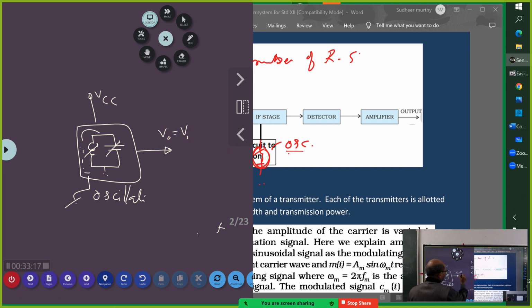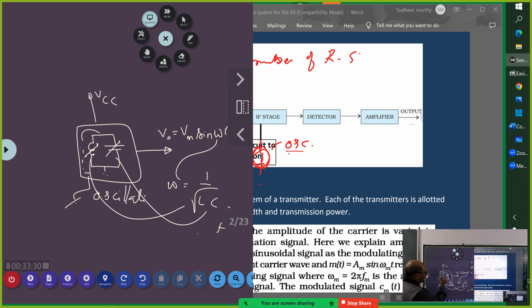So Vo is equal to Vm sine of omega t. This omega, what is this omega? This is equal to 1 upon root of LC, that is this L and this C. So to whatever frequency I have tuned, I will get that frequency output.